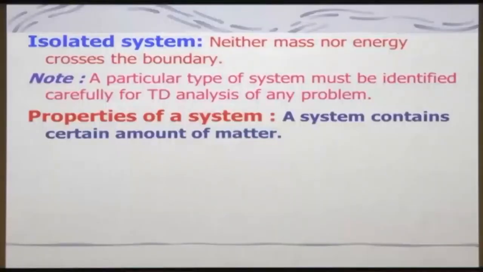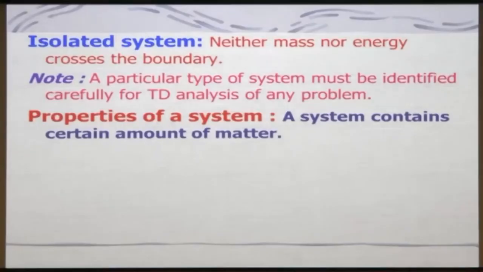We will be using the control mass concept and then derive that, so we will do that later on. Whenever a system is interacting with the surrounding, there will be change in the properties of the system and also the surrounding. Therefore, we need to look at properties of a system.